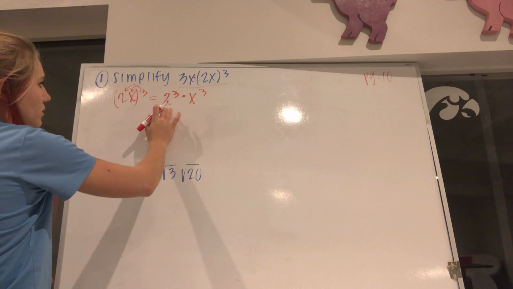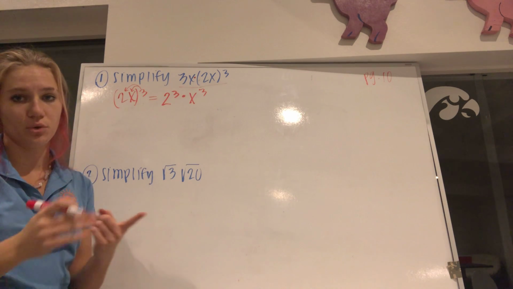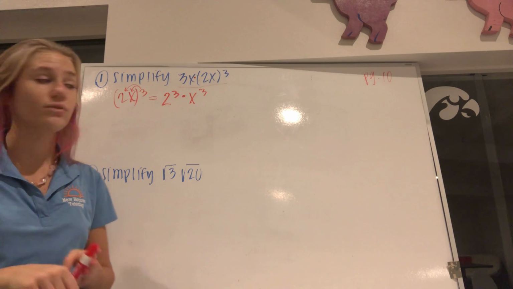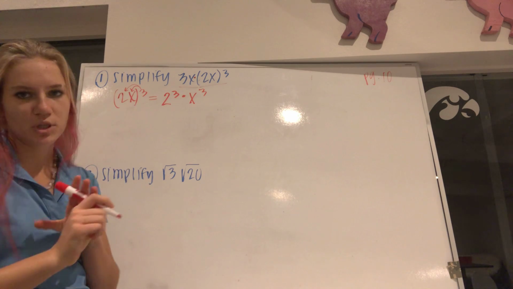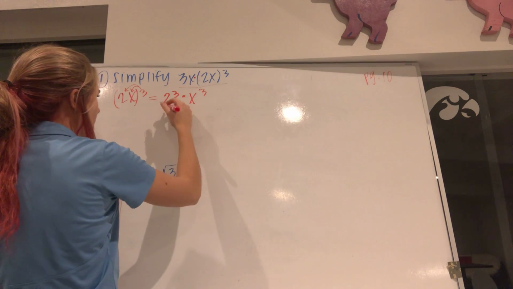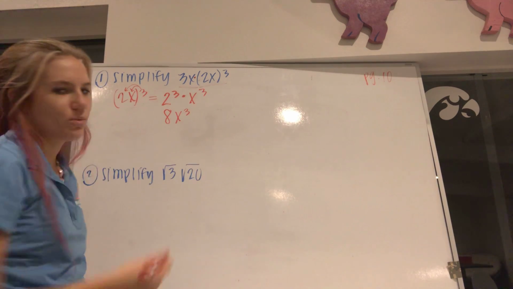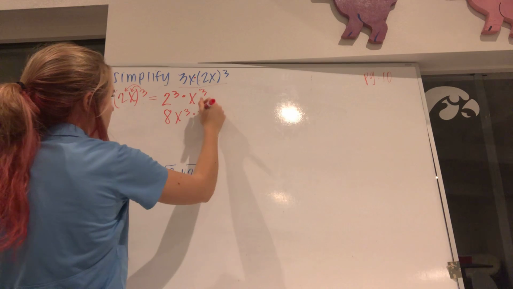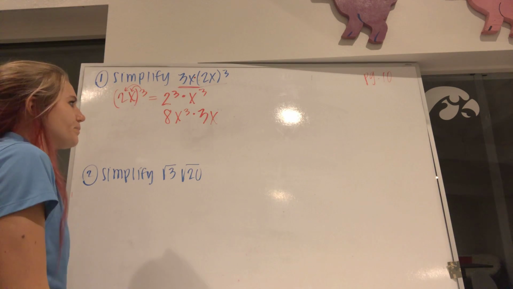Okay, so dealing with the number portion first. If you remember, 2 cubed is just 2 times 2 times 2, right? Multiplying the base by itself however many times the exponent denotes. So 2 times 2 times 2 is going to be 8. So we have 8 for this portion here, and then x cubed, you really can't do anything different with that. So it's just that. And then obviously we still do have to multiply it by 3x.